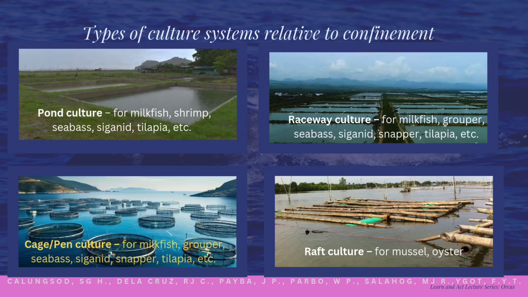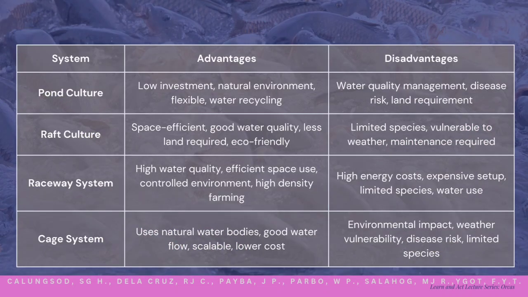So for the pond culture, pond culture is one of the most traditional and widely used systems. It's ideal for species like milkfish, shrimp, sea bass, siganid, and tilapia. This method involves raising aquatic organisms in large, confined water bodies that can be managed for water quality and environmental conditions. So for its advantages, we have the control over water quality. You can manage the water salinity, temperature, and oxygen levels.